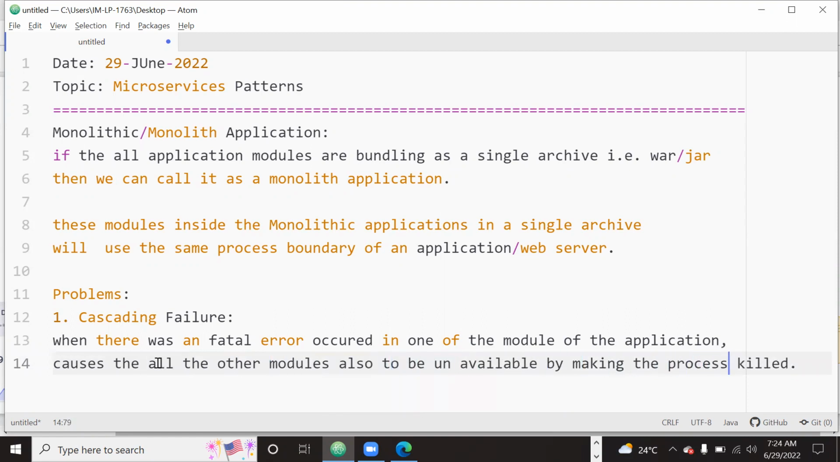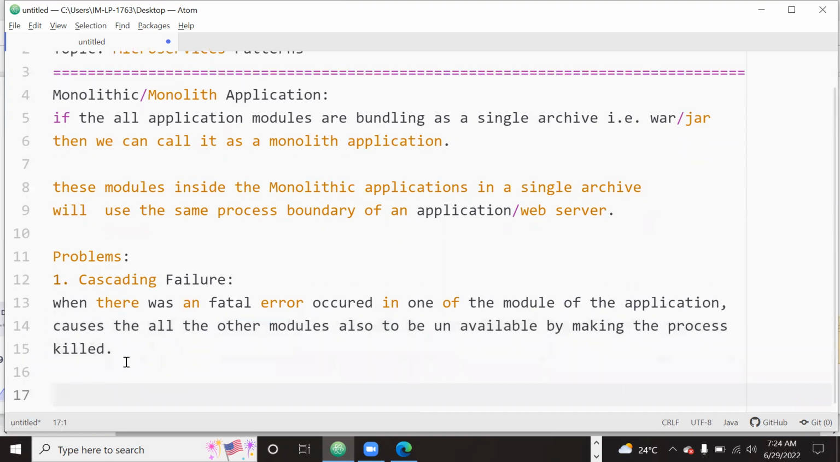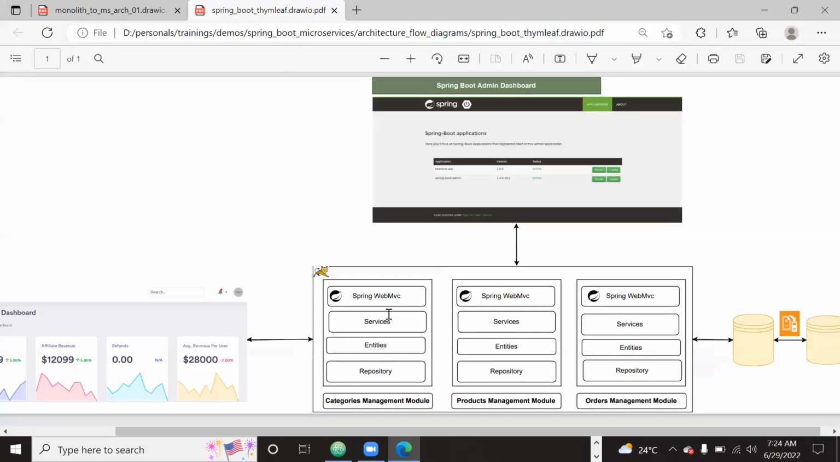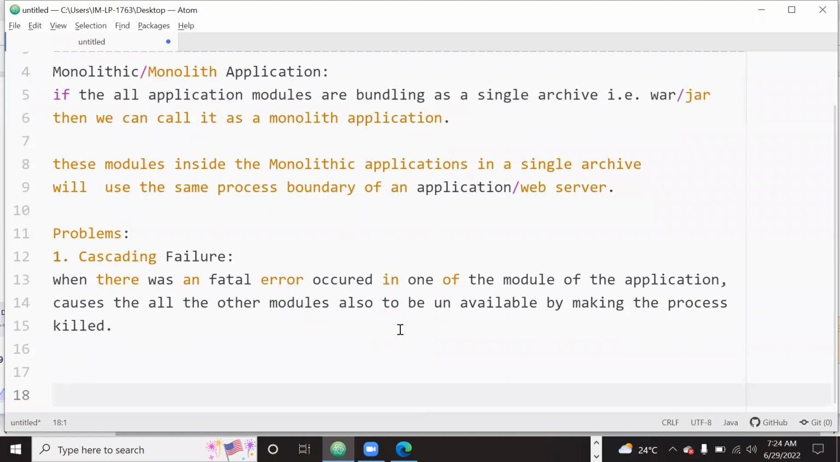By making the process killed. Hope you got this point. Cascading failure meaning if one of the modules fails, all the modules will fail. That is what cascading is.